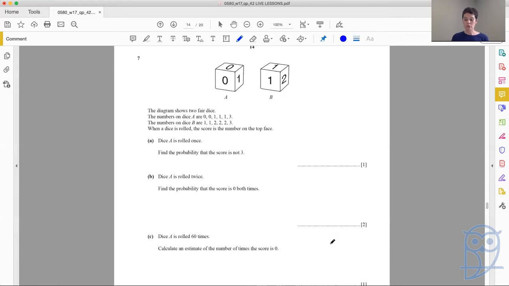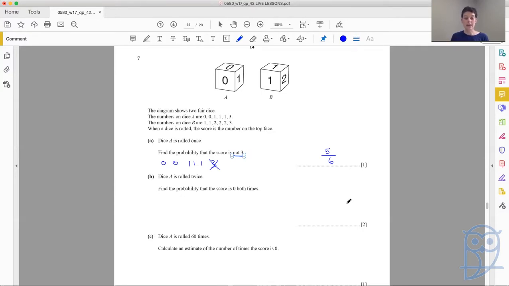Dice A is rolled once. Find the probability that the score is not a 3. So if we've got that 0, 0, 1, 1, 1, 3, they're saying not a 3. It can't be the 3, but it could be the zeros or ones. And there are 5 different options out of 6 faces. So 5 out of 6 is your probability.